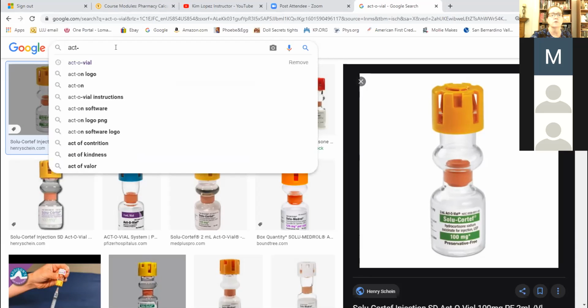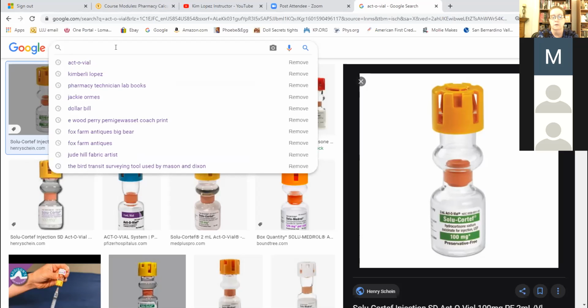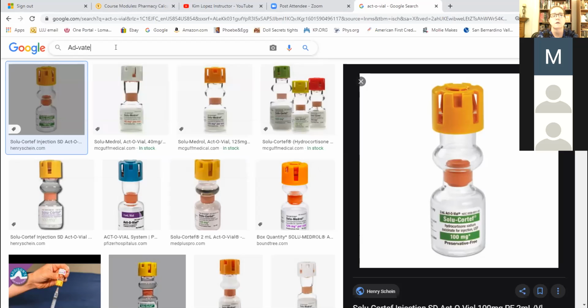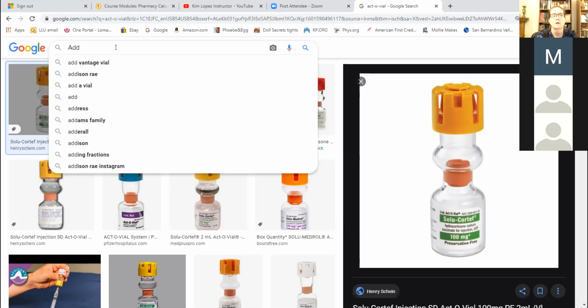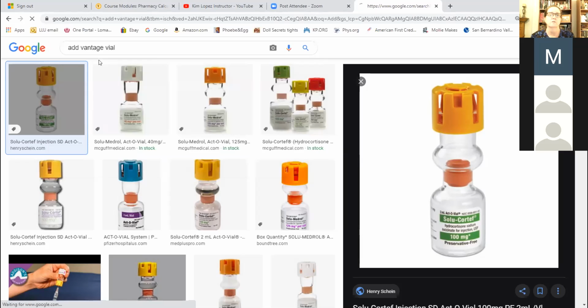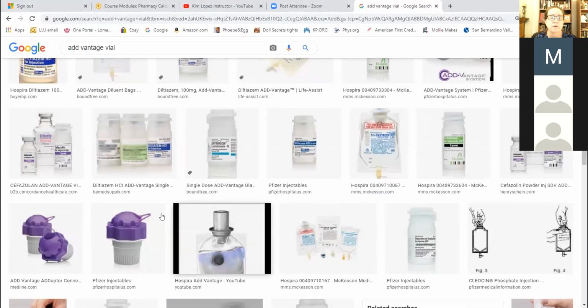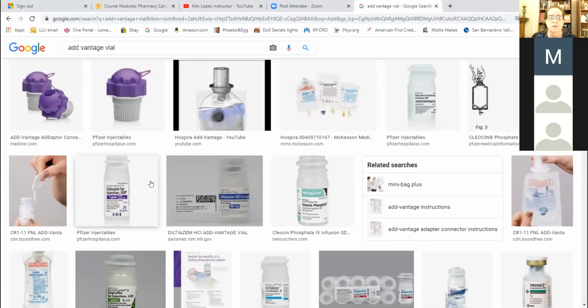And then there's another one called Advantage vial. So this is for a bag. Okay, and let's see if I can find the picture of them stuck together.